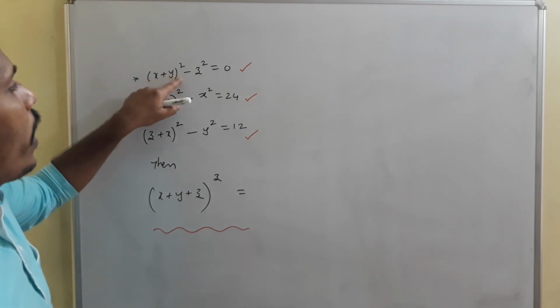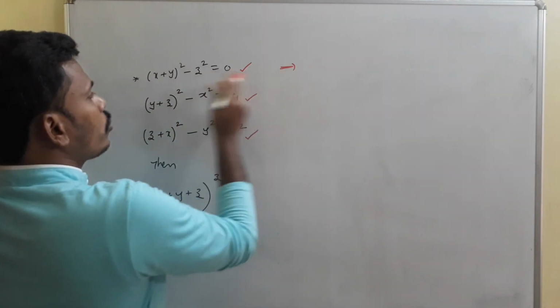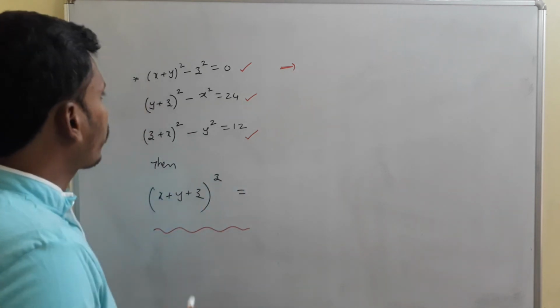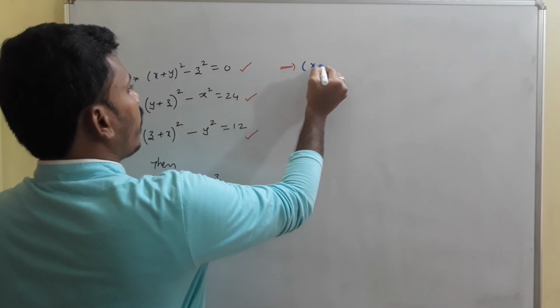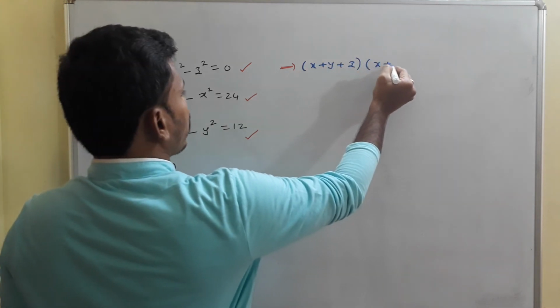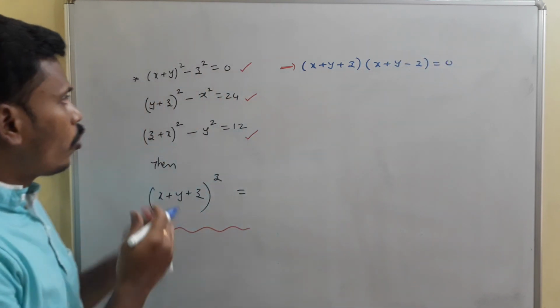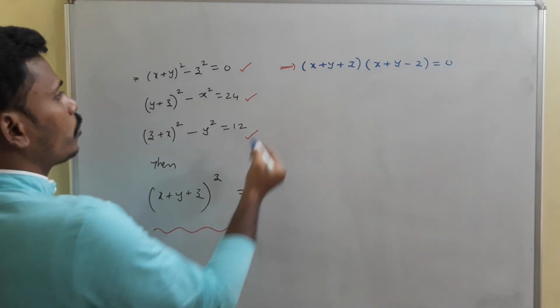See, (x plus y) whole square minus z square is equal to 0. So using a square minus b square, we can write it as (a plus b) into (a minus b). From there I conclude that (x plus y plus z) into (x plus y minus z) is equal to 0.